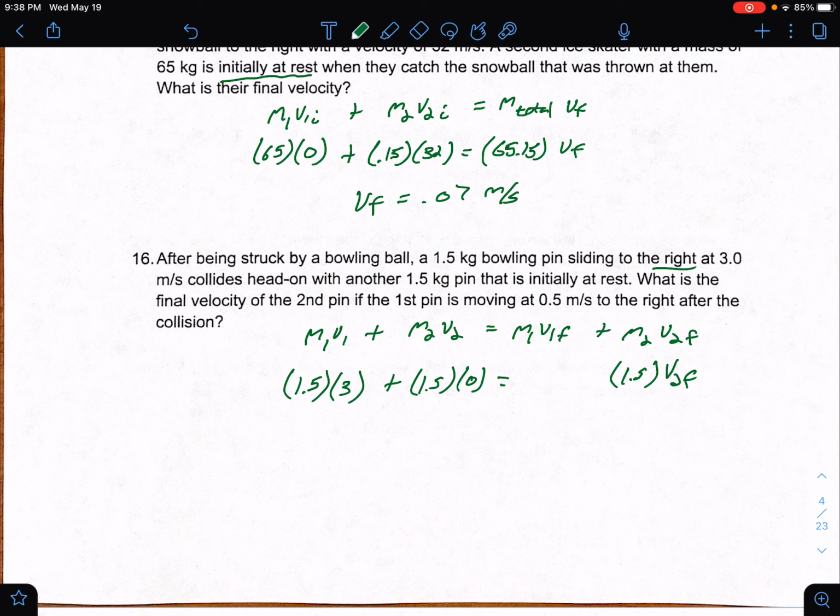And my first pin, which is still 1.5 kilograms, is moving to the right, so there was no left, so I don't have to change anything to a negative. If it was left, I would make it a negative velocity, so just watch out for that. Okay, so this is 0.5 meters per second, and that's adding those together. So if you get VF by itself, you should have a final velocity of that second pin of 2.5 meters per second.